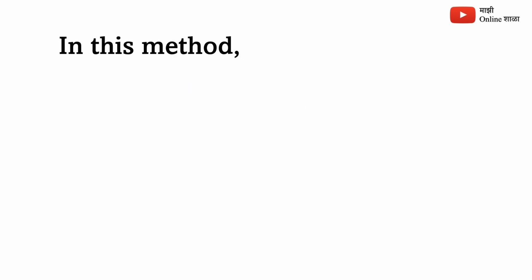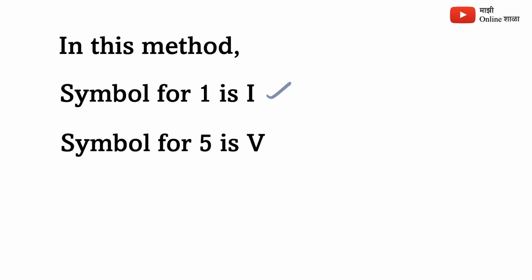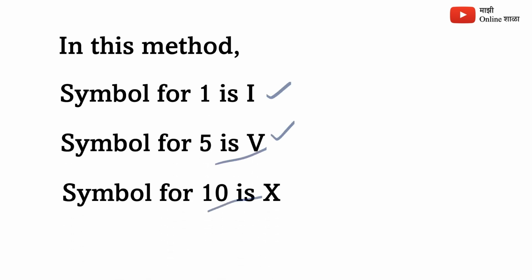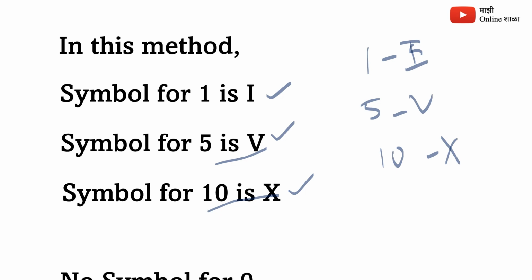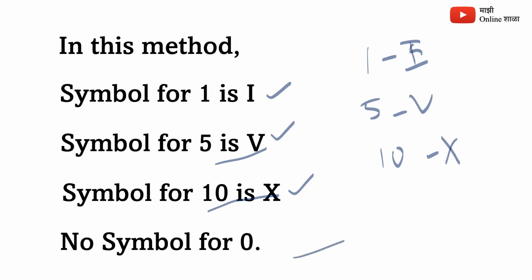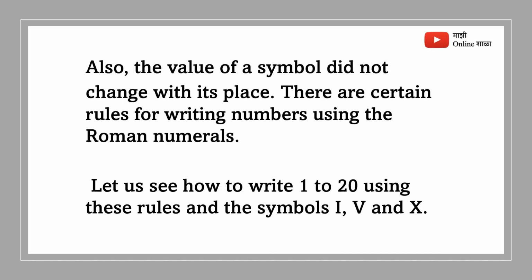So, in this method, what we learn first, we learn the symbols. Symbol of 1 is I, symbol of 5 is V, symbol of 10 is X. So this is most important. What we have to learn is 1 symbol is I, 5 symbol is V, and 10 symbol is X. Okay, and there is no symbol for 0. This is the next important point. Also, the value of a symbol does not change with its place.